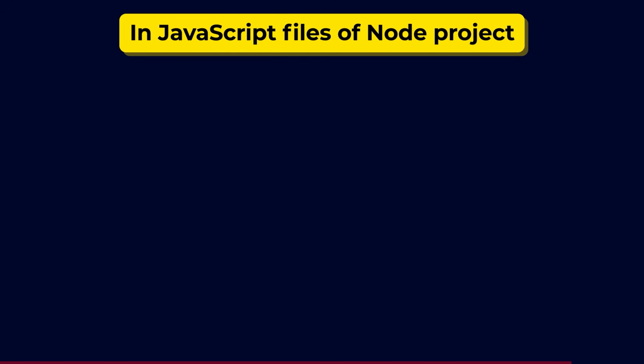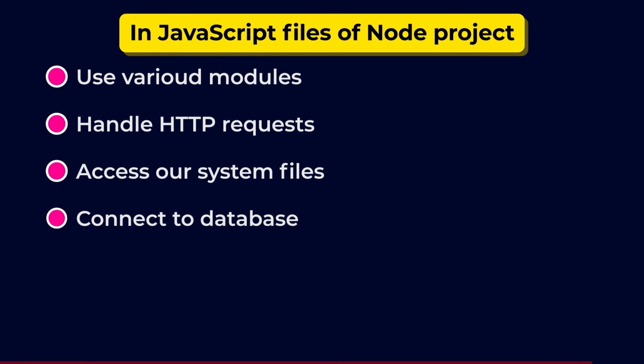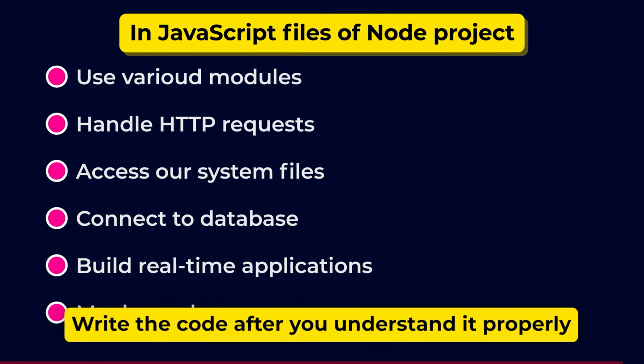So to sum up, in the index.js file or any other files in a Node project, we write JavaScript code for the server. We can use various modules, handle HTTP requests, access our system files, connect to a database, build real-time applications, and many more things which we will learn step by step in this course. Don't worry, you will master Node after this course. You just have to code along with me and try to write code after you understand it properly, not just copy and paste. You have to understand why we write that specific code and then implement it.